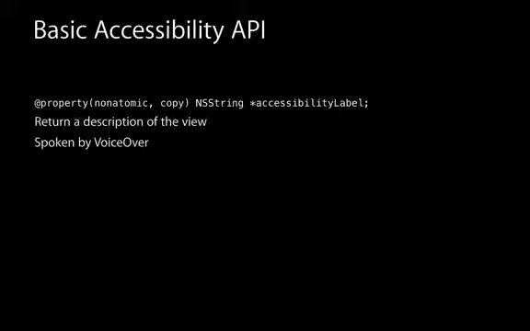And the second most important property you need to know is the accessibilityLabel property. This describes a view, and VoiceOver will speak this when a VoiceOver user touches on a view.